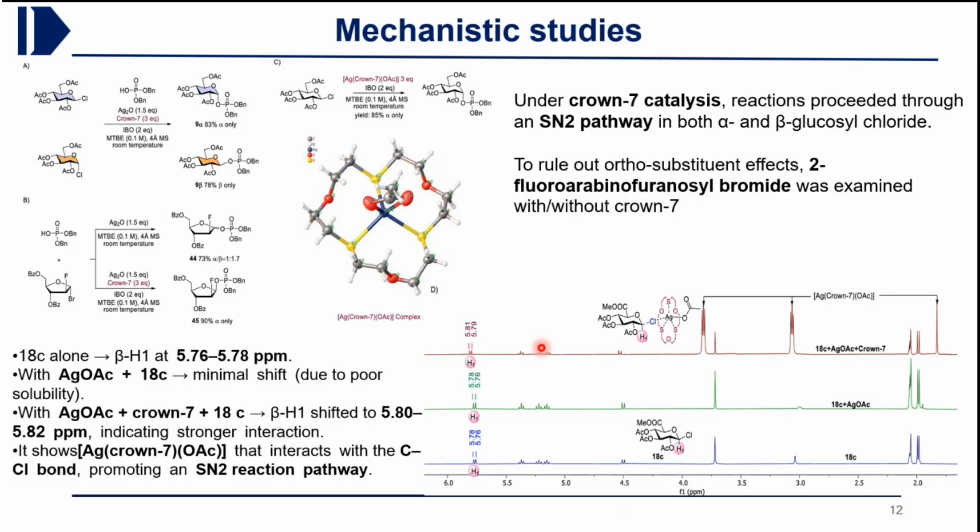Now, why is there a downfield shift? Because there is electron shift from chlorine to silver. So the electron density towards this hydrogen decreases, and it leads to the downfield shift in the NMR.